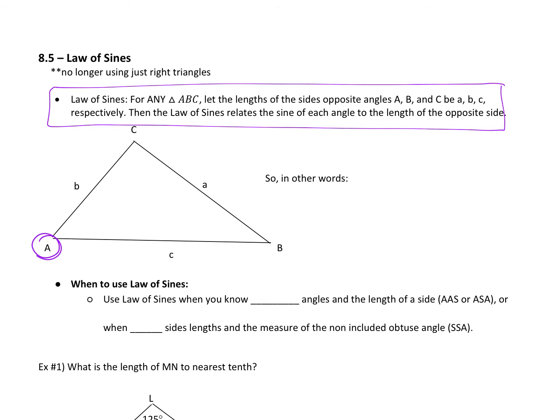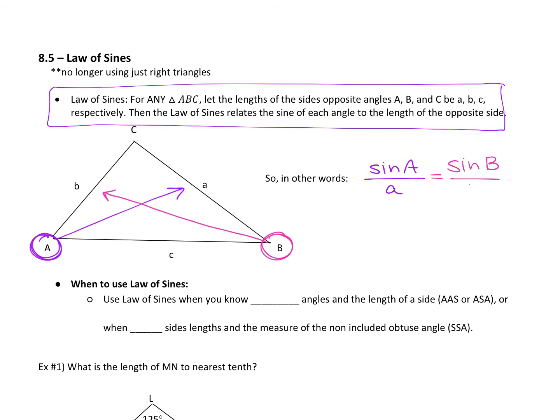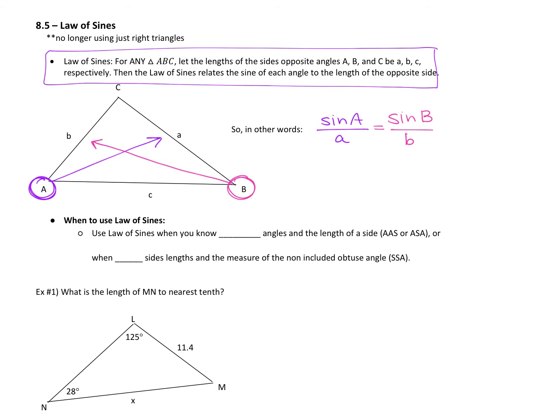So if I take angle A, I'm going to say the sine of that angle over the side across from it. Okay, so lowercase a. The sine of A over a will equal, and now you move to the next one, the sine of B, any guesses? Over what? Over b, the side across from it. Okay, keep going. You can also say the sine of C over c.